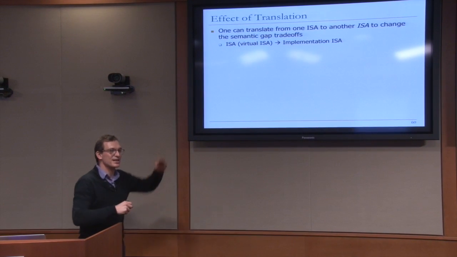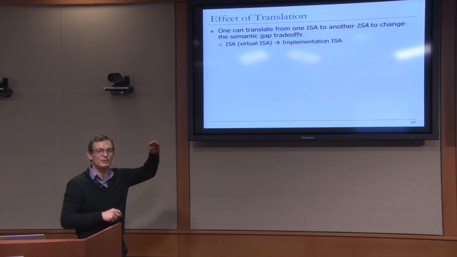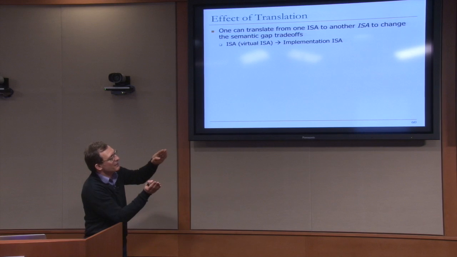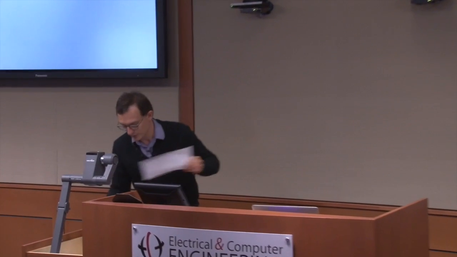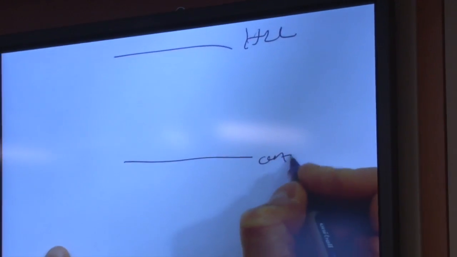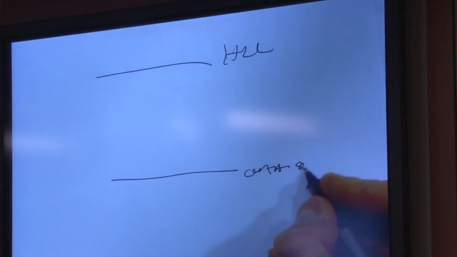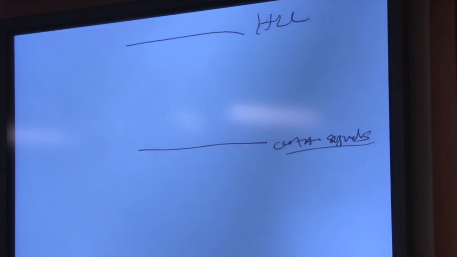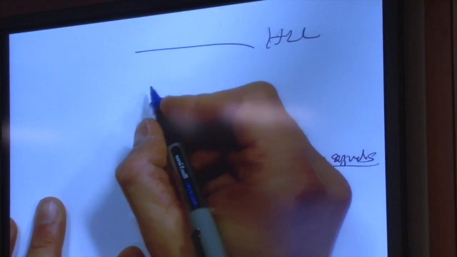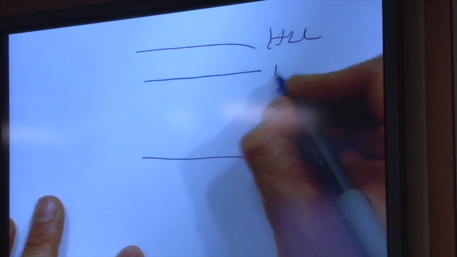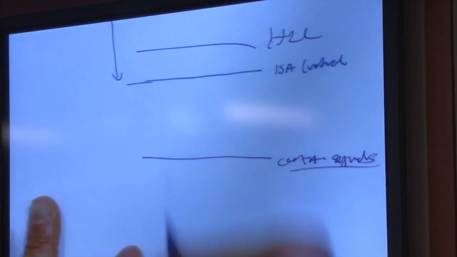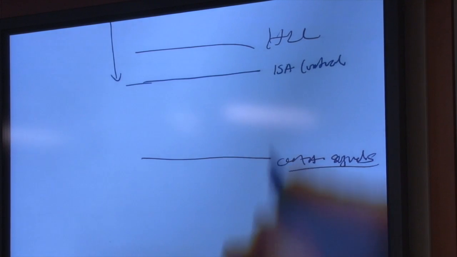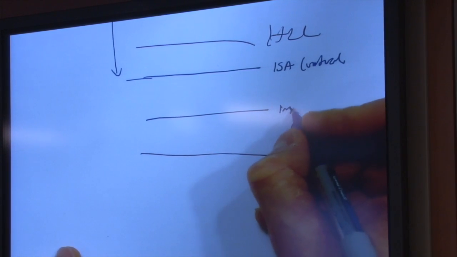ISA, let's call it the virtual ISA. This is the hardware-software interface. This is what the programmer, or most programmers, see. And then there's something in between. Well, maybe I'll draw this figure again. You start with a high-level language, and you need to go into control signals. And assume that what I wrote here is control signals. You have an ISA that's complex with a small semantic gap. I'll call this a virtual ISA. Most programmers write to this. That's what they see. But then underneath, you can have an implementation ISA.